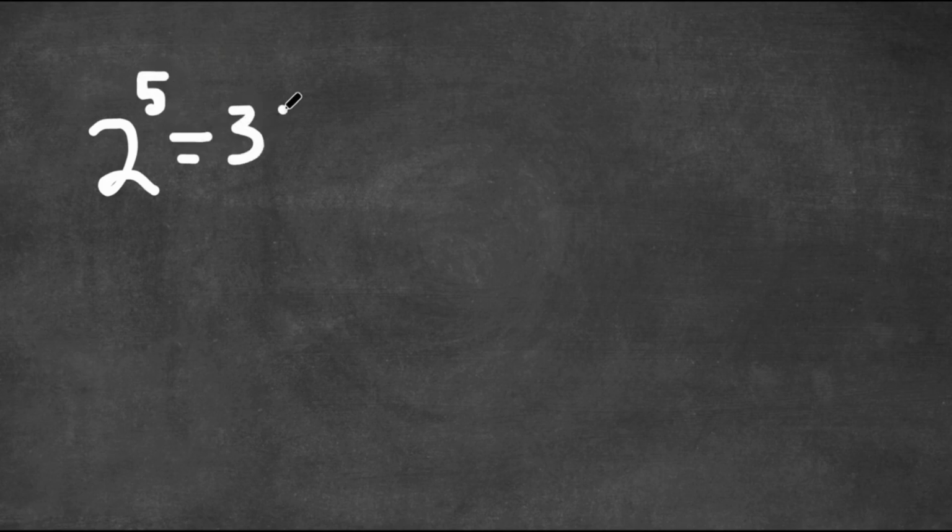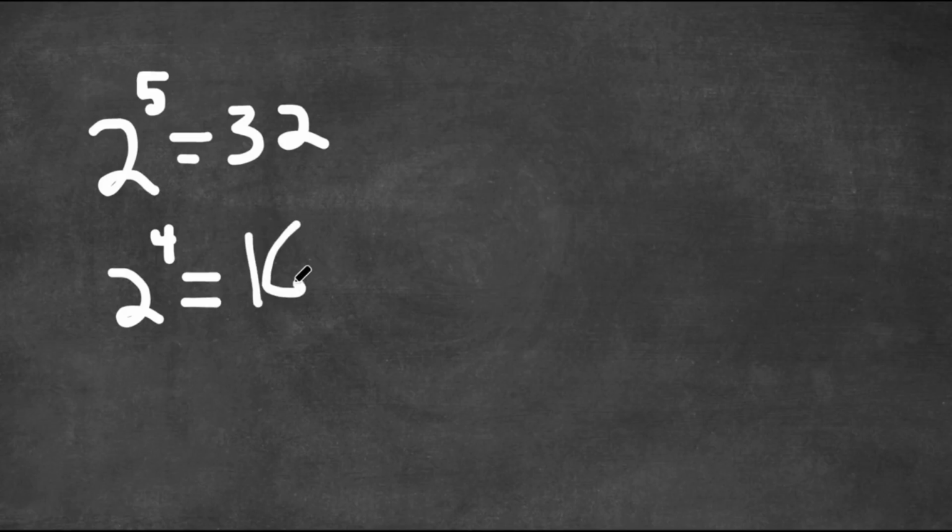So let's just say we have the number 2, right? So what is 2 to the power of 5? Well, this is 32. Now let's go one lower. What is 2 to the power of 4? 2 to the power of 4 is 2 times itself 4 times. In other words, it's 16. Now let's go one lower. What is 2 to the power of 3? 2 to the power of 3 is 2 multiplied by itself 3 times. And this is 8.